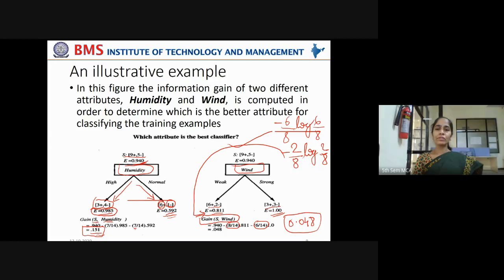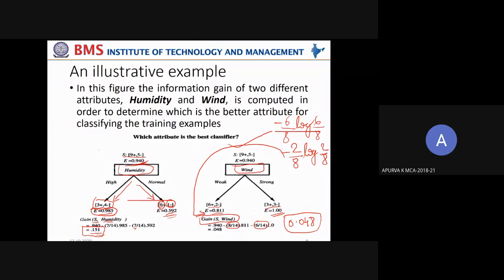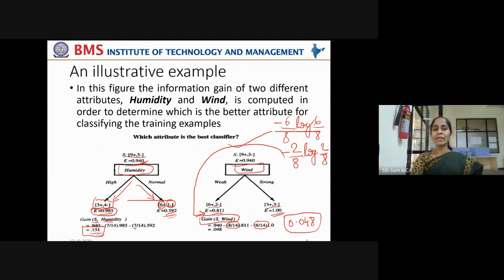Tell me which attribute is having highest information gain in these two cases. Humidity, ma'am. Yes, humidity is having highest information gain. So that can be selected as the attribute for that particular node, root node, whether it is for the main tree or whether it is for a subtree. Okay.